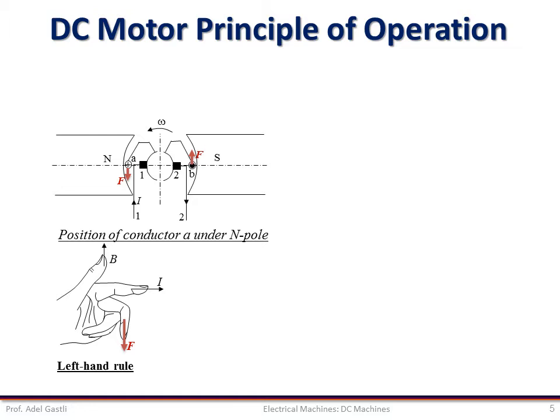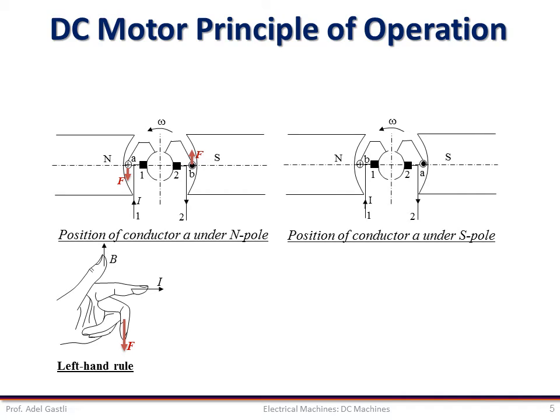Because both conductors have the same current magnitude and flux density, the resulting forces on these conductors will have the same amplitude also. So these two forces create a torque on the surface of the armature, which rotates the armature in the anti-clockwise direction. During the rotation, conductor A will move under the South Pole, while conductor B will move under the North Pole at a certain time.